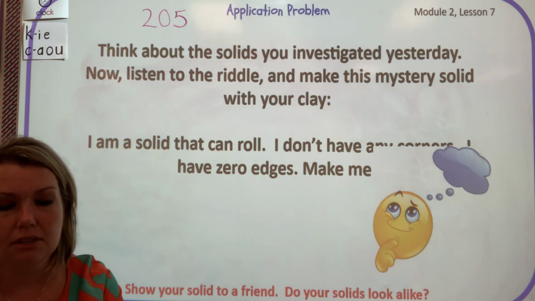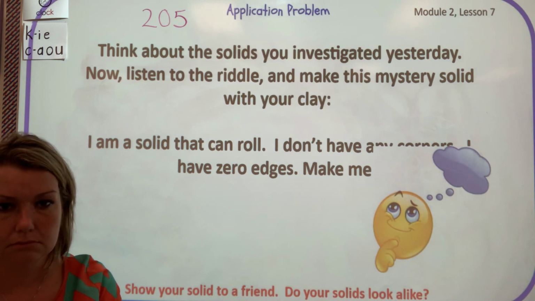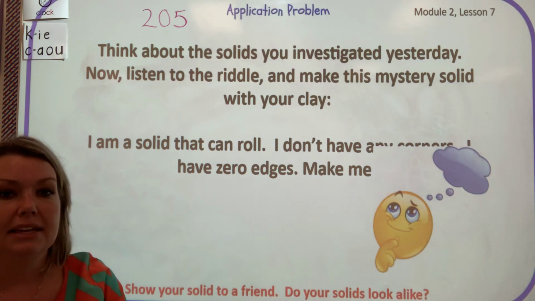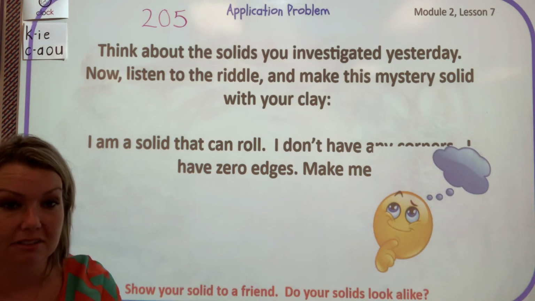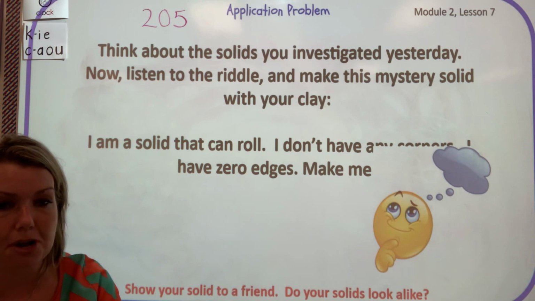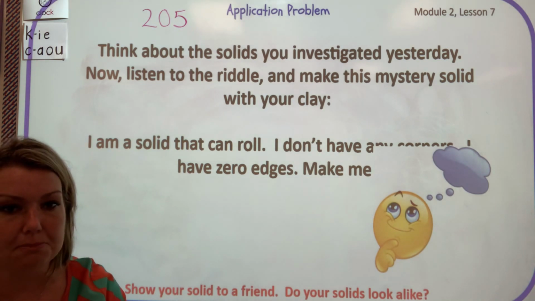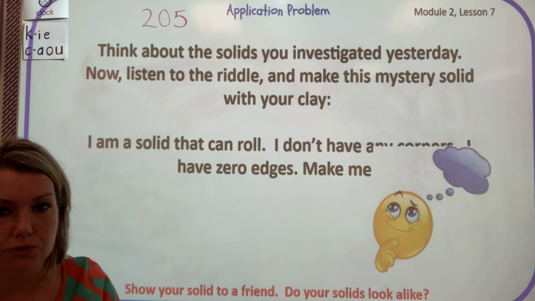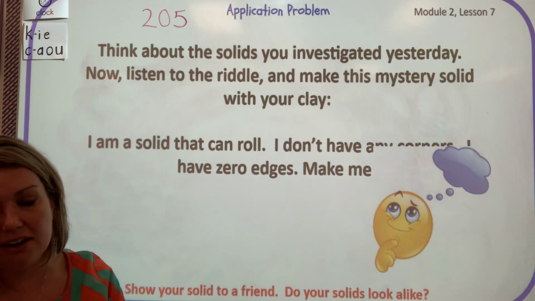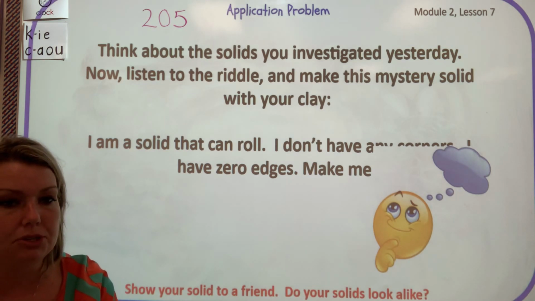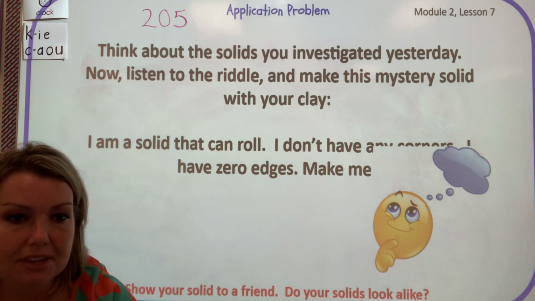Okay. Miss Kate? Yes. My page says I'm a solid that can roll. I don't have any corners or edges. So draw a picture of a ball, because that's what that is. Yep, draw a picture of a ball. All right, once you've drawn your picture of your ball, which looks great, you may put your pencil inside your book. It's kind of hard to draw a solid shape, but we do the best we can. And you may move your book to the side.